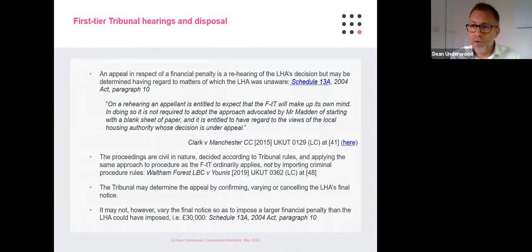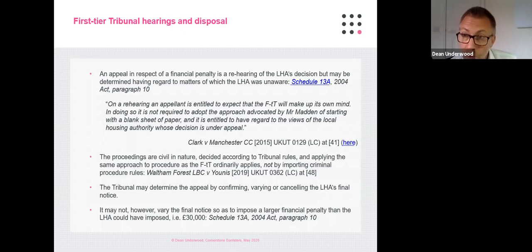What about the hearing itself and the procedure before the tribunal? Well, an appeal in respect of a financial penalty is a rehearing of the local housing authority's decision. In other words, it's not a review of the lawfulness of the local housing authority's decision. And in essence, the First-tier Tribunal steps into the local housing authority's shoes as if it's making the decision afresh. But in that context, it may have regard to matters of which the local housing authority was unaware at the time it made its decision.